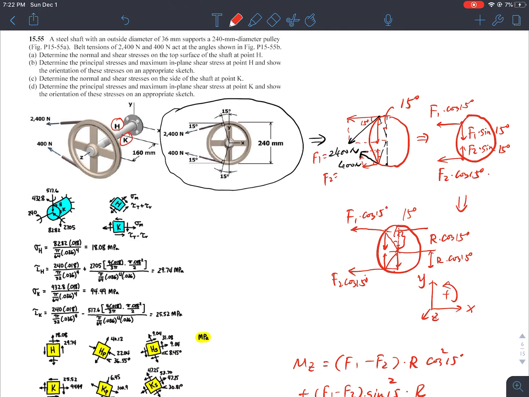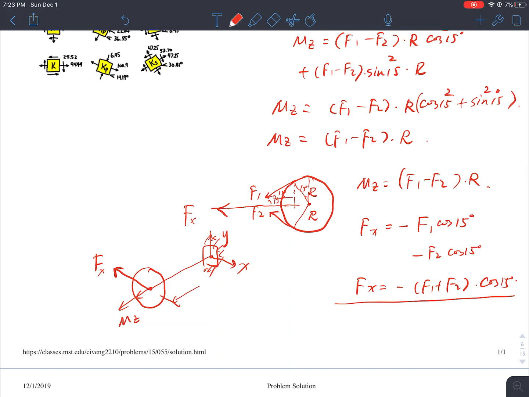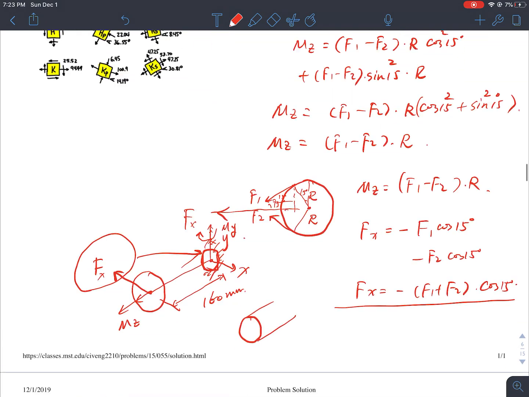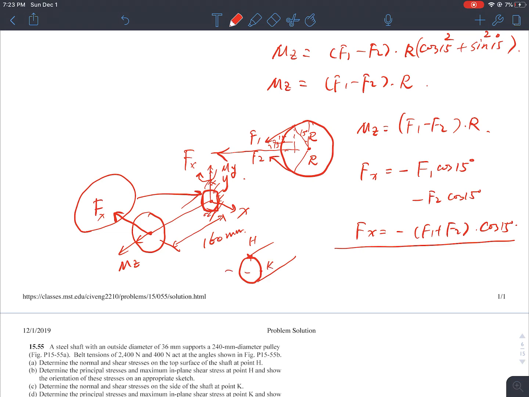Okay, and now here is the question. The question is asking you the stresses at H, stresses at K. And you notice that H and K are both 160 millimeters away from the point of the wheel. If I want to move this force to here, I will actually introduce another bending moment, and this bending moment is caused in the y direction. Looking at this circular cross-section, if this is the cut, this is the tube, my H is here, my K is here, this is my neutral axis, this is my Y, this is my X.